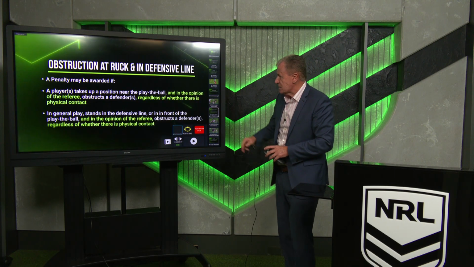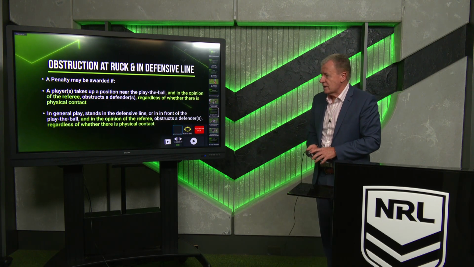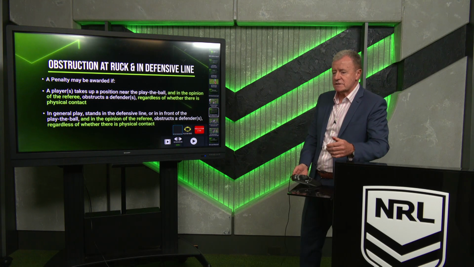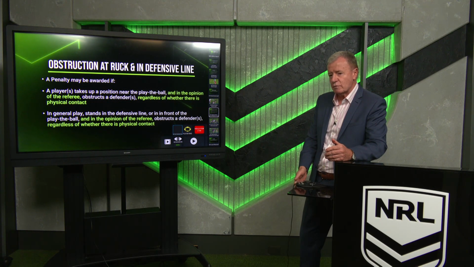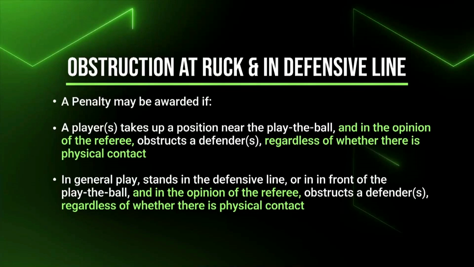Okay, let's move on to the next point. Obstruction at the ruck and in the defensive line. Now again, this is something that has got progressively worse over time, and one where we need to enforce the existing rule. A penalty may be awarded if a player takes up a position near the play of the ball and, in the opinion of the referee, obstructs a defender regardless of whether there is physical contact.